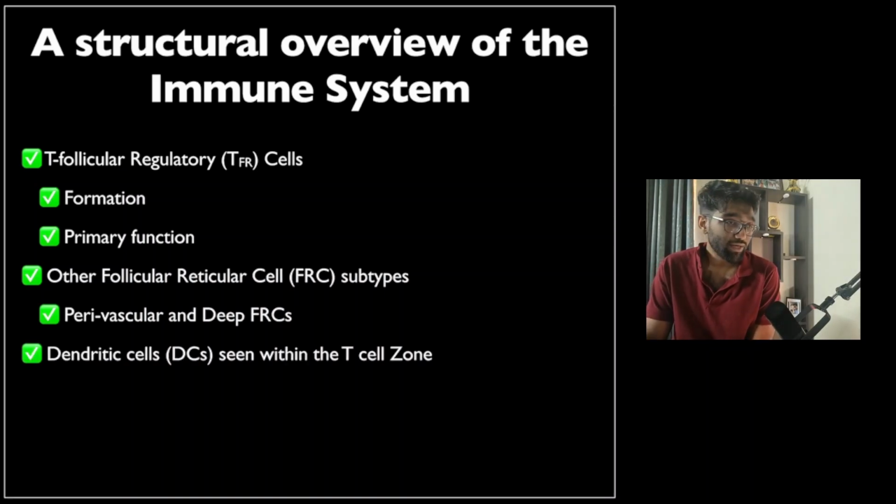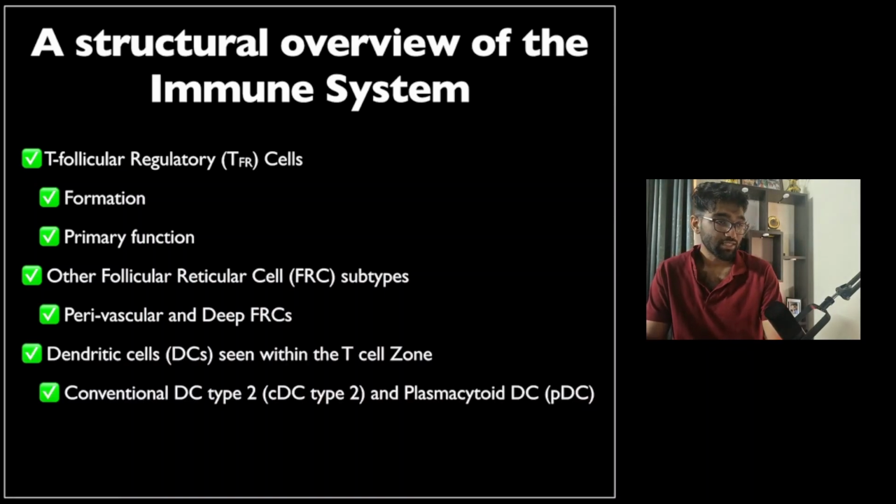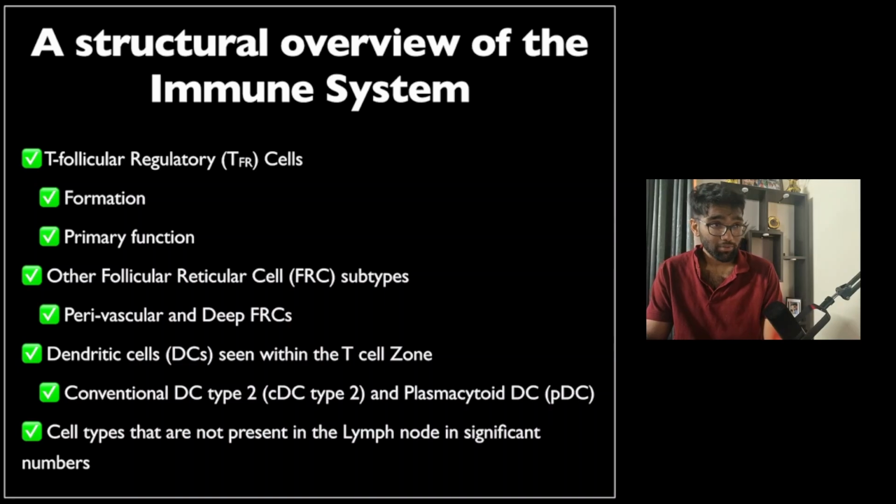Then we've talked about two dendritic cell subtypes that are present in the T cell zone of lymph nodes. That is the conventional DC type 2 and the plasmacytoid dendritic cell. Specifically, the plasmacytoid dendritic cell presence here becomes relevant in the context of Kikuchi-Fujimoto disease as well as SLE lymphadenitis, and we'll get to that when we get to it. Then finally, we've talked about cells that are not typically present within the lymph node, that is your macrophages, and then by extension granulomas or neutrophils and eosinophils.